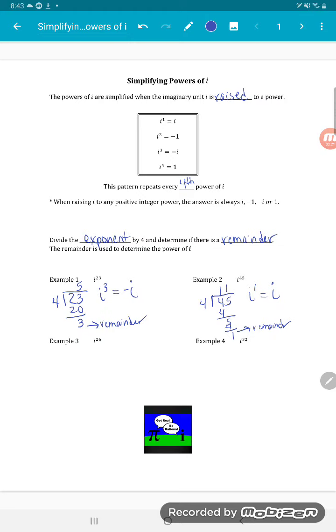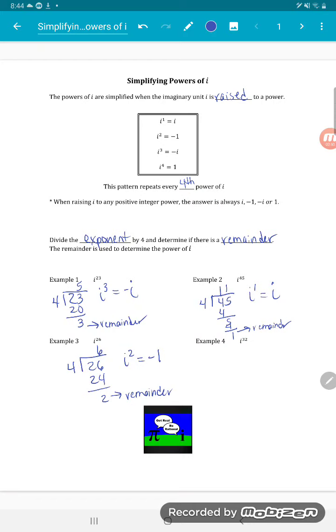Example 3, I have i to the 26th power. I put 26 as my dividend. I take 4. 4 evenly divides into 26 6 times. I have a remainder of 2. i to the second power equals -1.